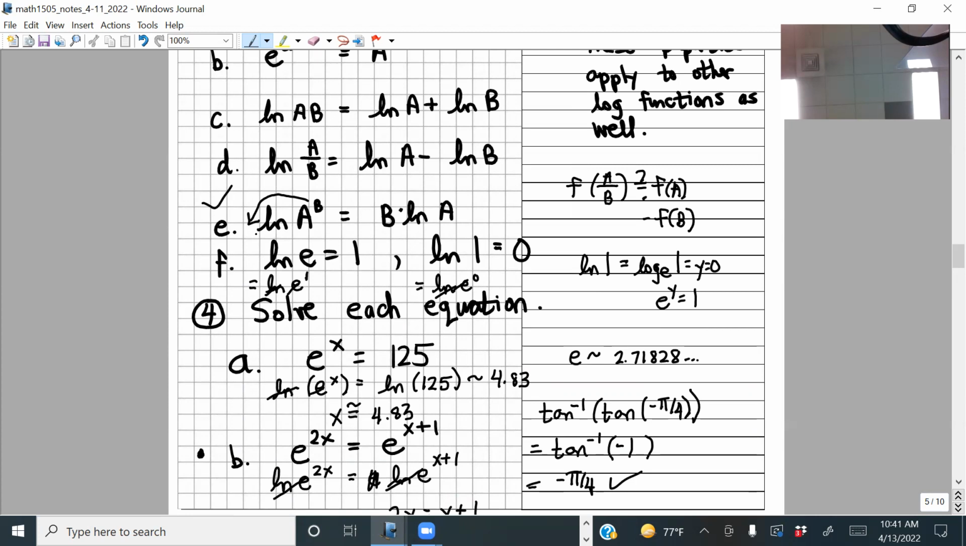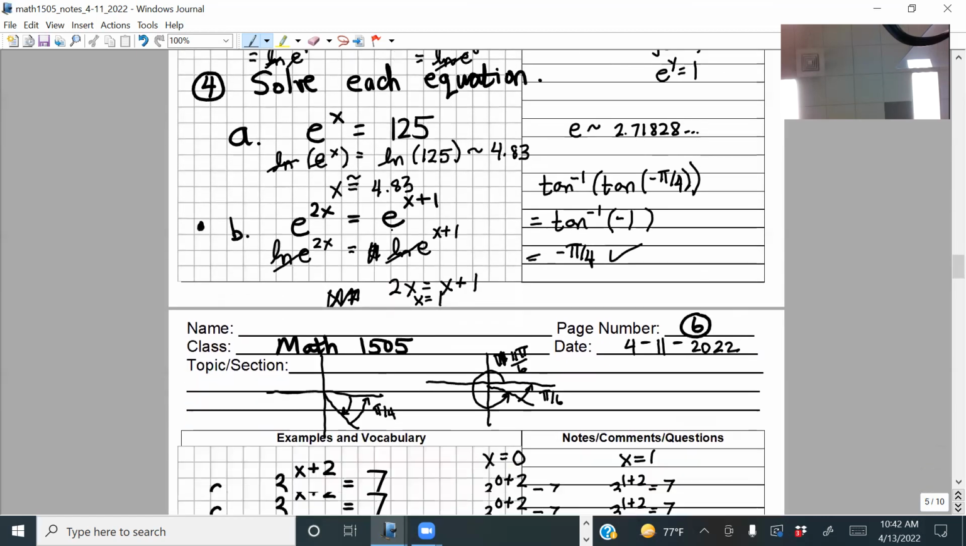Move it to the front as a coefficient. So I always call this the exponent to coefficient property. There's another name for this too. Exponent to coefficient. The exponent becomes this multiple in front, this coefficient in front.